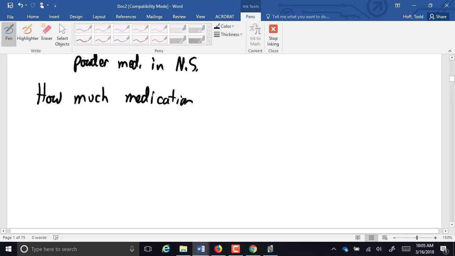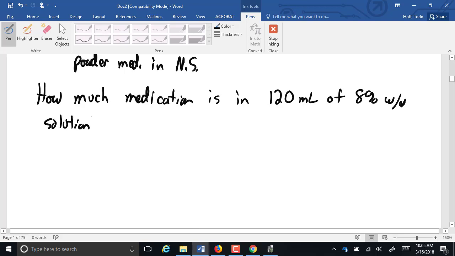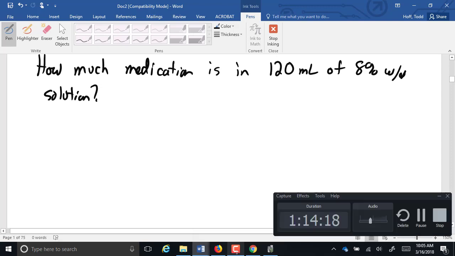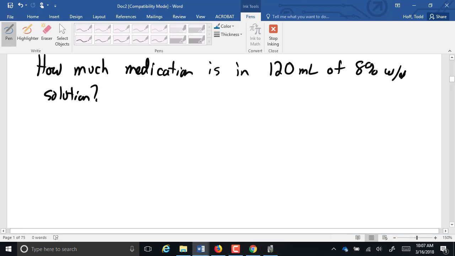So how much medication is in 120 milliliters of 8% weight in volume solution? I'm going to give you guys a minute to see what you come up with. Okay, so we have this weight and volume solution.